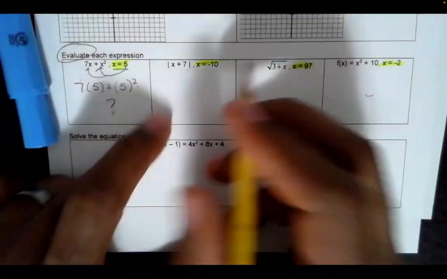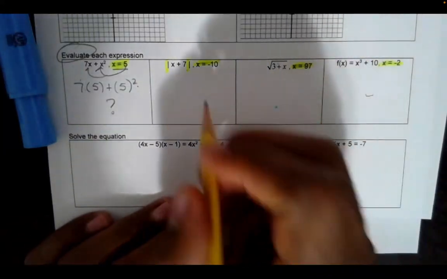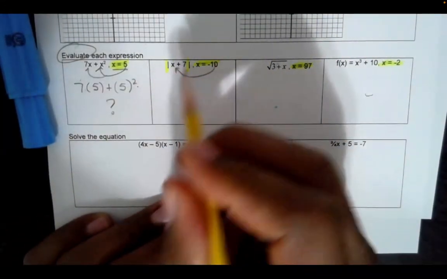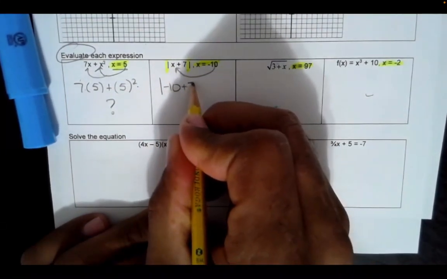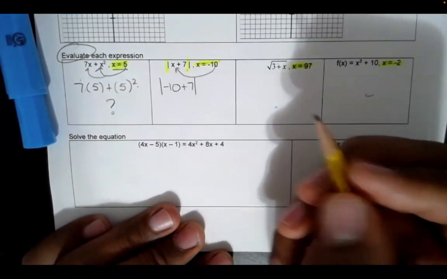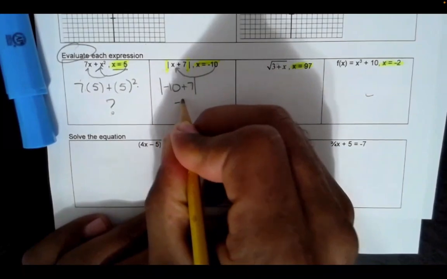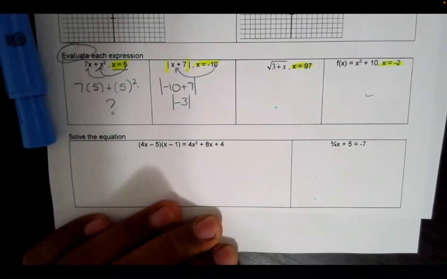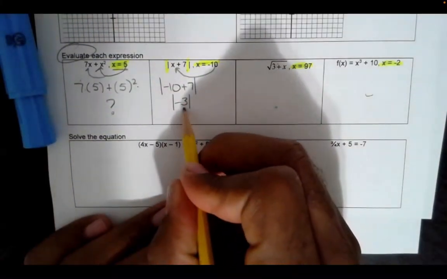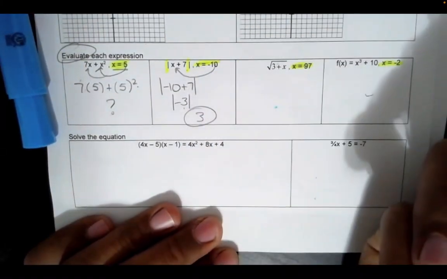Okay, now this one, remember that these bars right here are absolute value. So that means I'm going to make everything positive. But first, I need to plug that in. So I'm going to draw those bars, -10 plus 7. And then what you need to do is you have to add up the inside first. So -10 plus 7 is -3. And then whatever goes inside those bars becomes positive. So once I get one number inside, I just make that number positive, whatever it is. If it's already positive, it stays positive. So it ends up being +3.